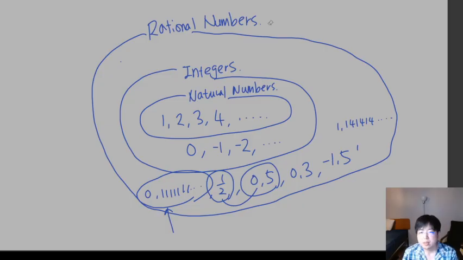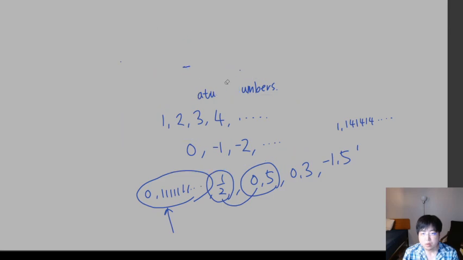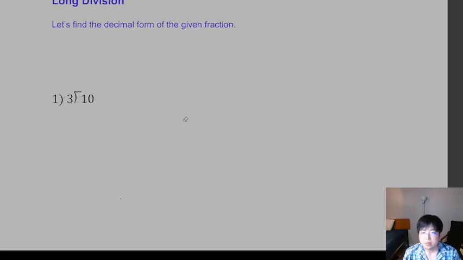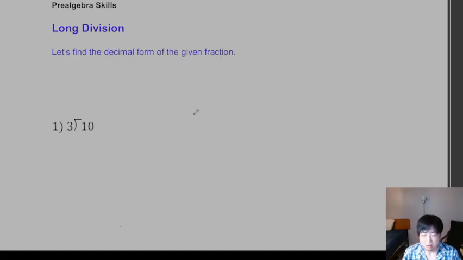Okay? Then, now we know what numbers are rational numbers. But the thing is, sometimes when you're given a fraction, we don't know how to show that fraction in decimal form. So now we are going to see how to do it. The method I'm going to show you in this video is that we are going to use long division to convert a fraction into a decimal.